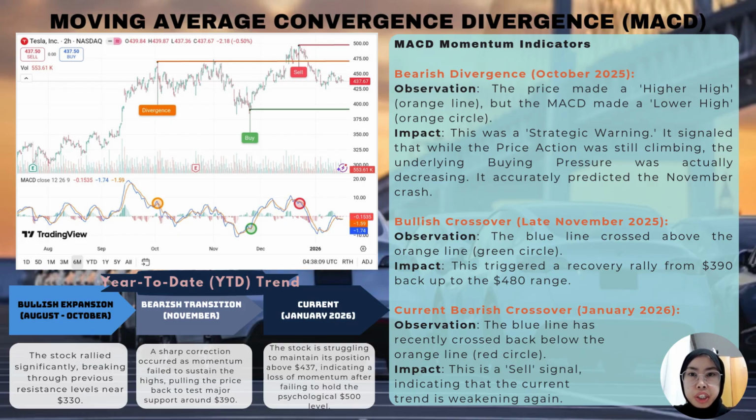We saw a bullish crossover in late November, which gave a nice recovery rally. But as of January, we have a new bearish crossover, which is in the red circle. This is a sell signal showing the trend is getting weak again.